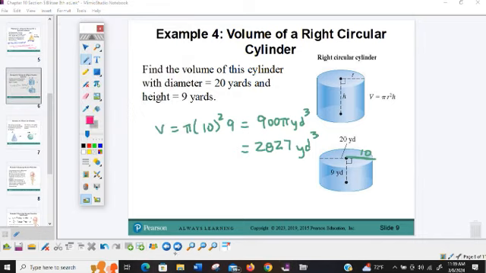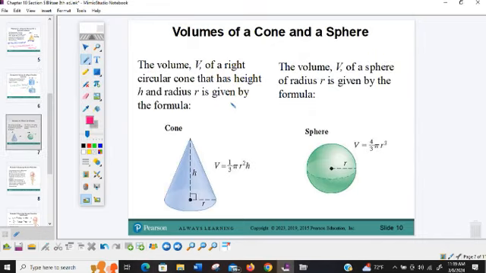Let's look at another one. For the volume of a cone, a right circular cone, it's going to be 1/3 times pi times the radius squared times the height. For a sphere, volume is 4/3 times pi times radius cubed.